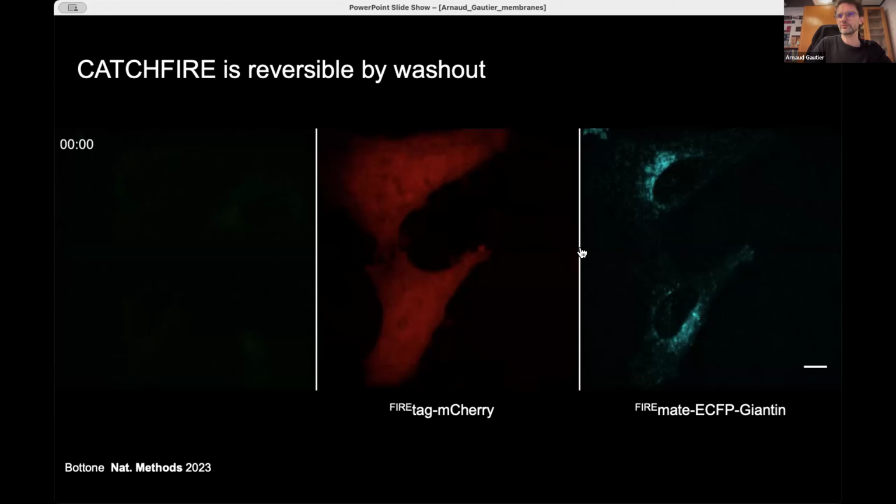So here there will be a movie that will show this actually. It's an mCherry protein fused to FireTag, and this time the FireMate is localized at the surface of the Golgi through a fusion with giantin.